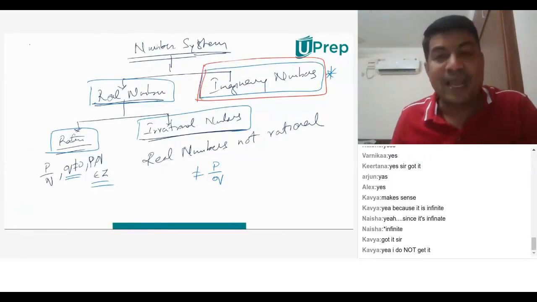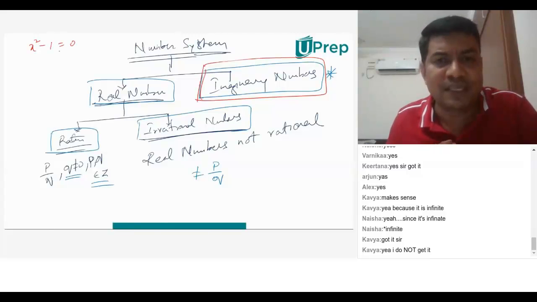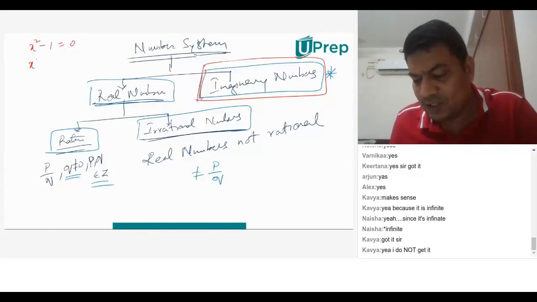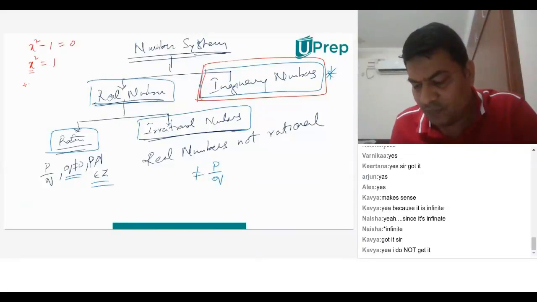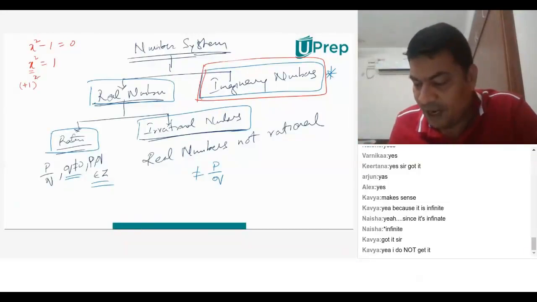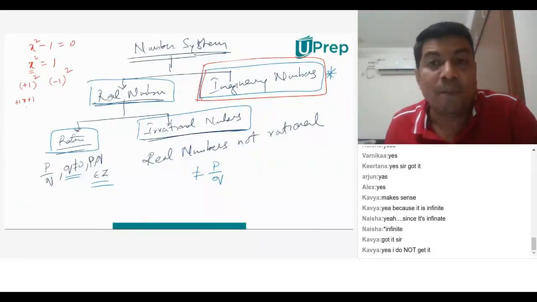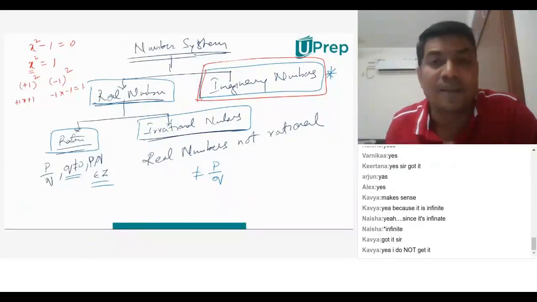So for example, we have a number like, say, x square minus 1 is equal to 0. Square of a number minus 1 is equal to 0. So we write this as x square is equal to 1. So the square of a number is equal to 1. What is the value of x? x could be plus 1, because plus 1 whole square, 1 into 1, is 1. Even if I multiply minus 1 whole square, minus 1 into minus 1, what is minus 1 into minus 1? Once again, it is 1.